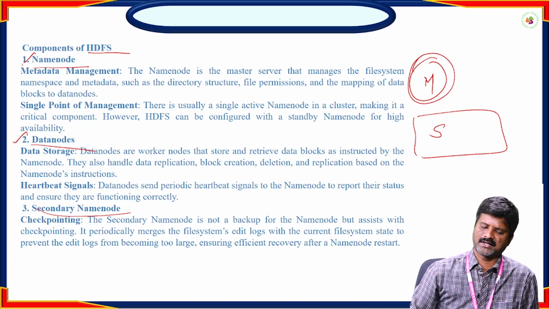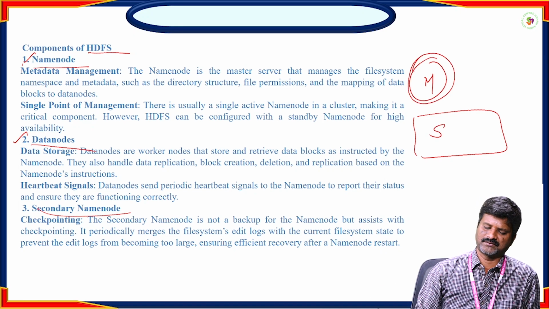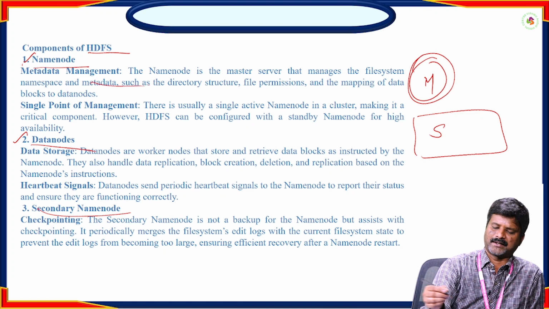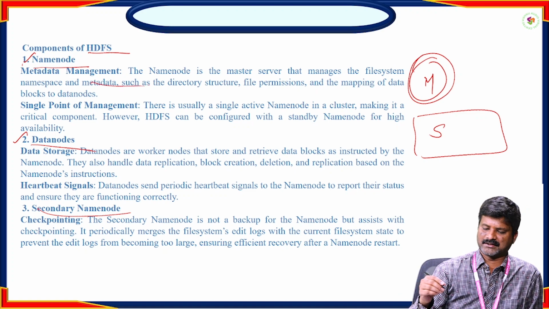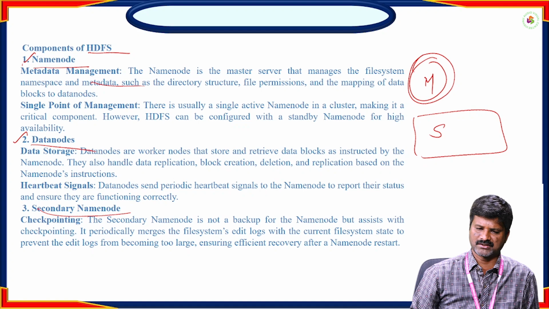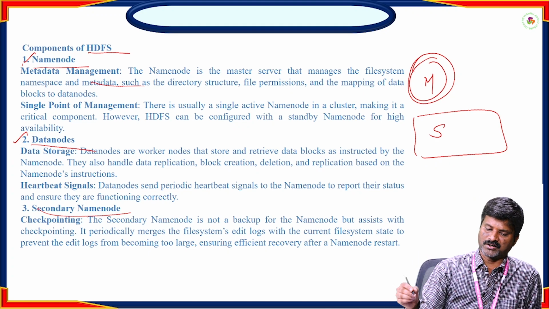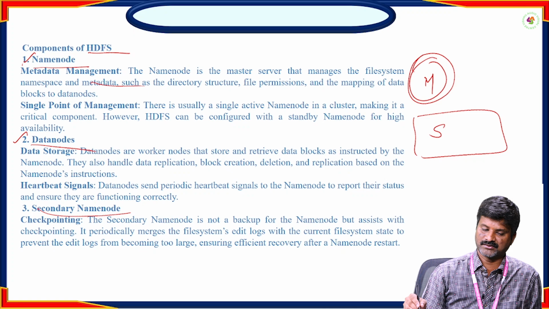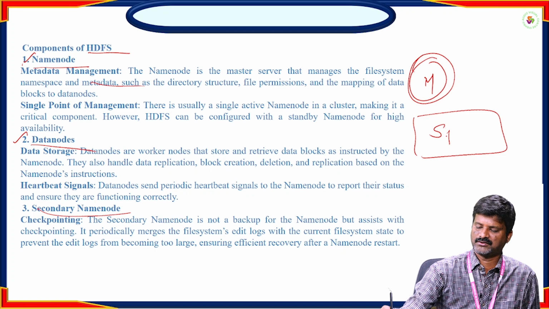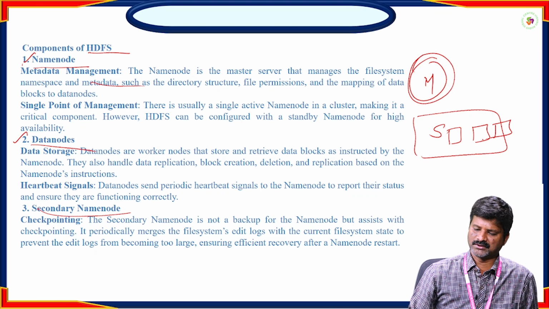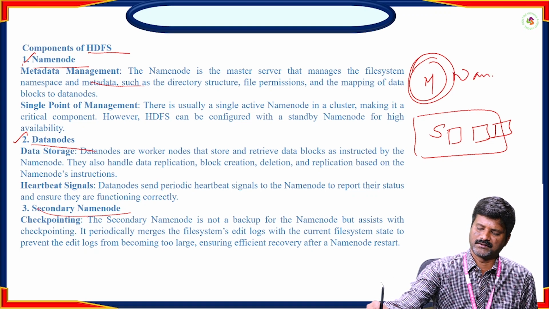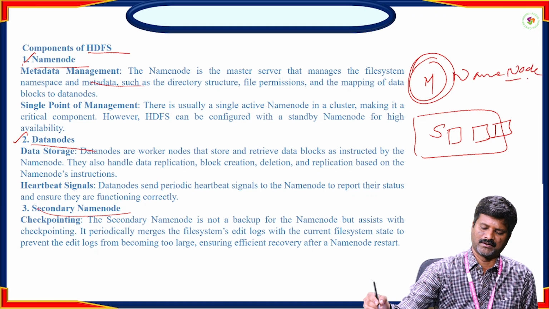The name node acts as a master server that manages the file system namespace and metadata, which is something like the directory structure in your Windows: file permissions, creation of files, deletion of directories. And mapping data blocks to data nodes is also done by the name node. You have multiple data nodes, and in which data node the data will be stored is decided by the name node only.